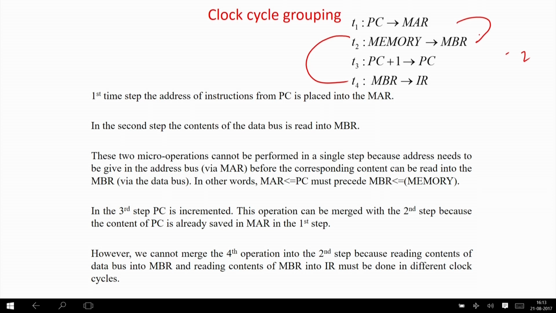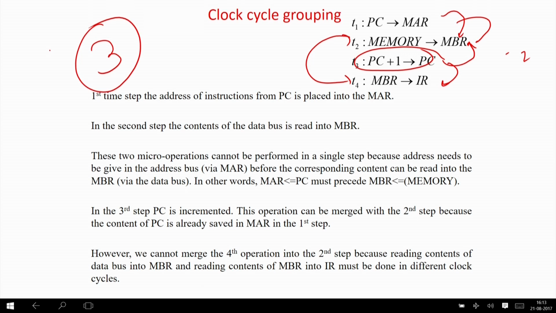So, these 2 are interdependent instructions, and 2 and 4 are interdependent instructions. So, they cannot be merged, but this one is an independent instruction, even though these two are dependent. So, you can either merge it with this or you can merge it with this. So, basically 3 time steps or micro instructions are required, or 4 micro instructions are required, but in 3 time steps you can complete the fetch stage.